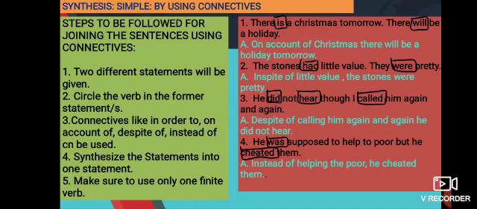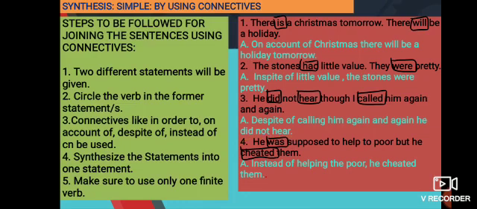Number 3, he did not hear, though I called him again and again. The finite verbs are did, hear and called, 2 finite verbs. Again this is showing contrast, so you can use in spite of and despite of both. But because, as I have told you, the negative word is there, you can use despite of. Now among those verbs you have to change one to a participle and then use despite of. So we have changed call to calling. So it is, despite of calling him again and again, he did not hear.